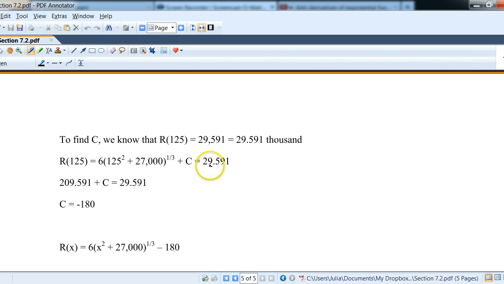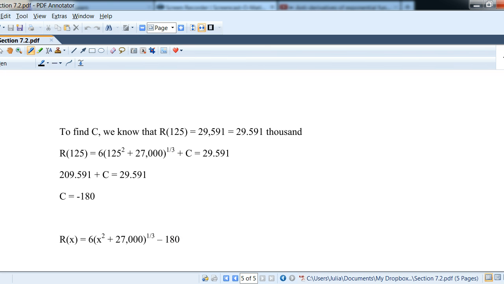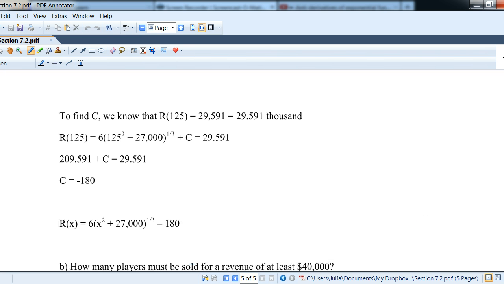So we set that equal to, so I plugged in 125 inside. Using my calculator, I got 209.591 for the whole thing plus a constant. And to solve for the constant, we can subtract 209.591 from both sides. So I got negative 180 about, and that was our constant. And that's the revenue. And that's it for this section.